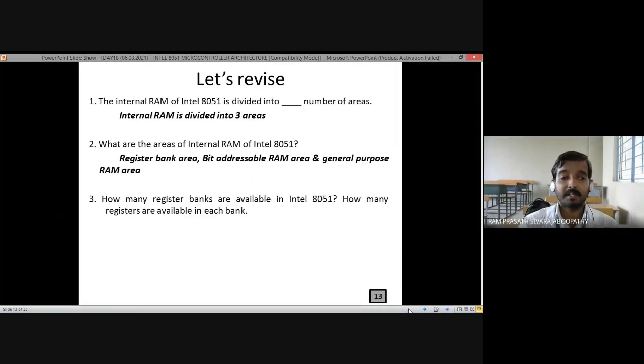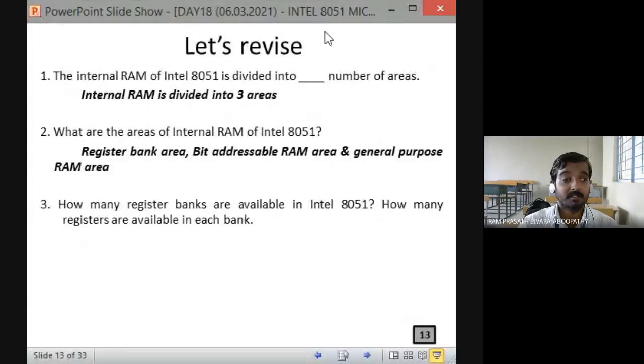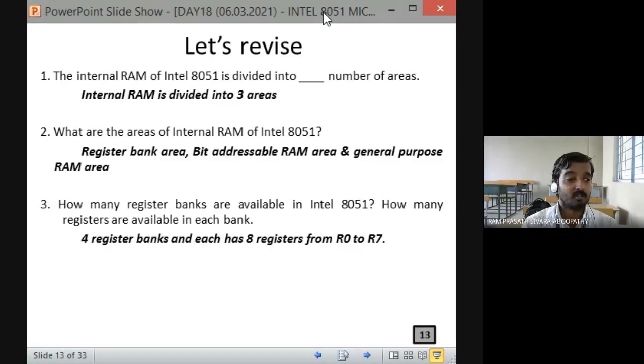How many register banks are available in Intel 8051? 4. How many registers are available in each bank? Yes, very good. 8. So 4 register banks and each has 8 registers from R0 to R7.